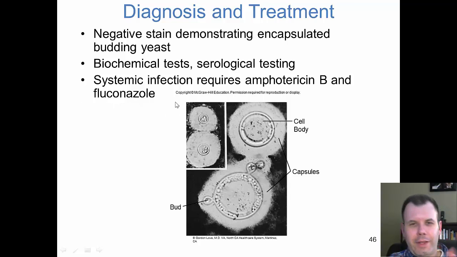Okay, and so I can't say that one. I don't know why I can't say it, but fluconazole. We'll try that, fluconazole. Okay, and so again, those are what the different treatments are.